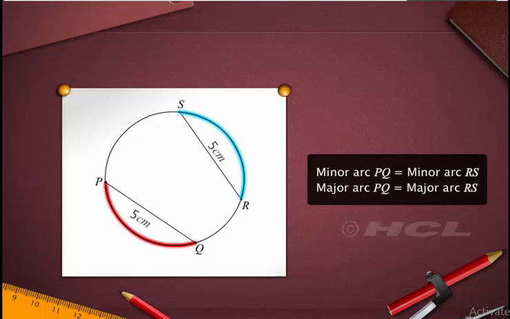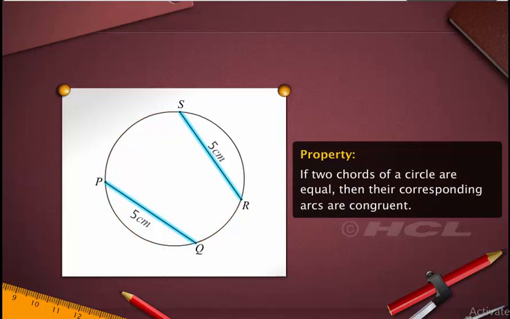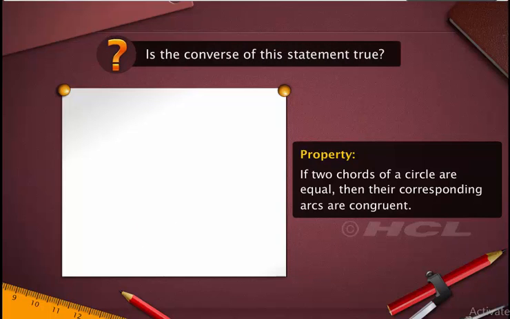In the same way, we can also show that the major arcs formed by equal chords PQ and RS are congruent. Hence, we can say that if two chords of a circle are equal, then their corresponding arcs are congruent. Now, is the converse of this statement true? Let's see.